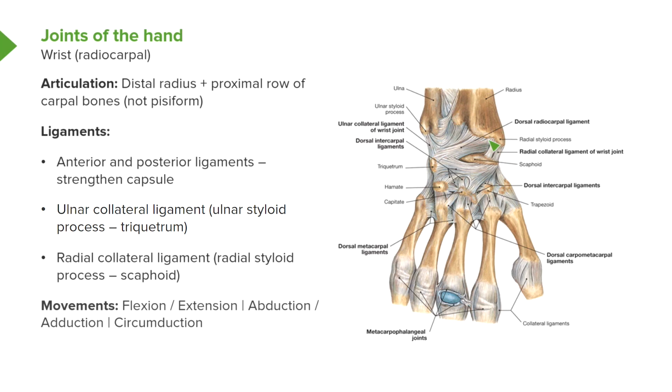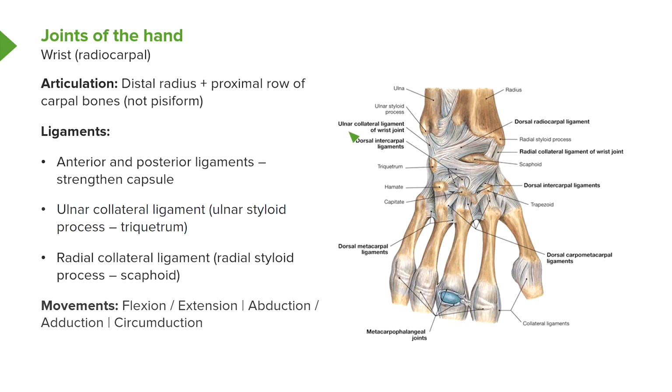We can see we have a whole number of ligaments. We've got anterior and posterior ligaments that serve to strengthen the joint capsule. So we can see we have a dorsal radiocarpal ligament here on the dorsal surface. We'll also have a ventral one on the anterior surface running from the radius to the carpals, and these help to reinforce these joints.